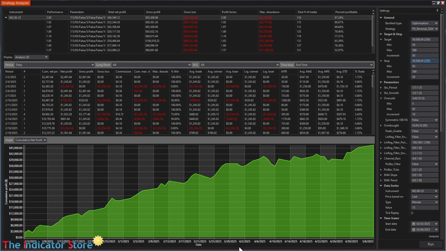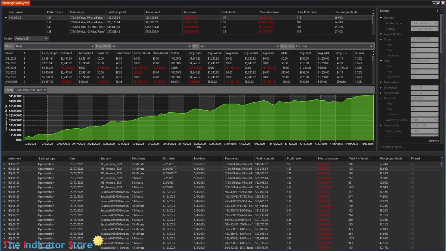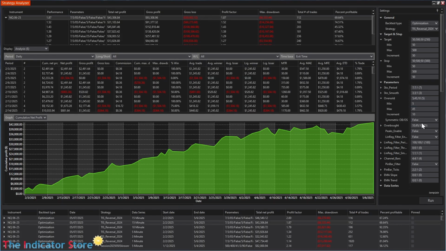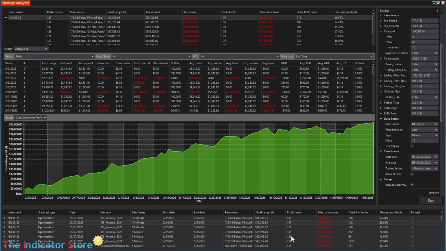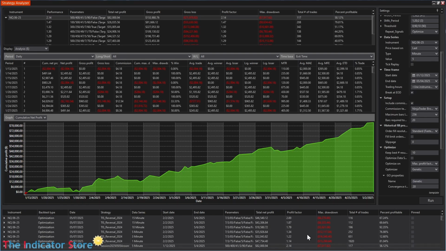But again, you can load a lot of different settings. Just changing the time frame. This is on 15 minutes. This one is on 10 minutes. I don't like this one. And this one is on 5 minutes. 5 minutes is also nice.